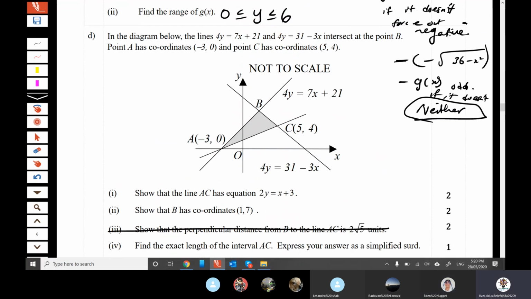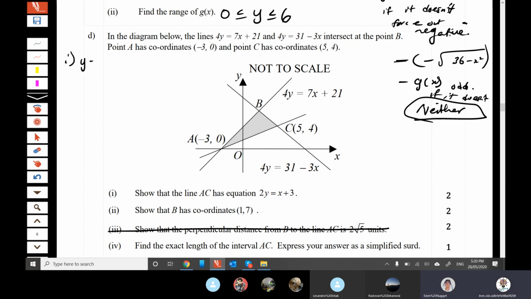In the diagram below, the lines 4y equals 7x plus 21, there it is, and 4y equals 31 minus 3x intersect at the point B. Point A has coordinates -3 and 0. Point C has coordinates 5 and 4. Show that the line AC has equation this. Okay, equation of a line. What's the equation of a line formula?